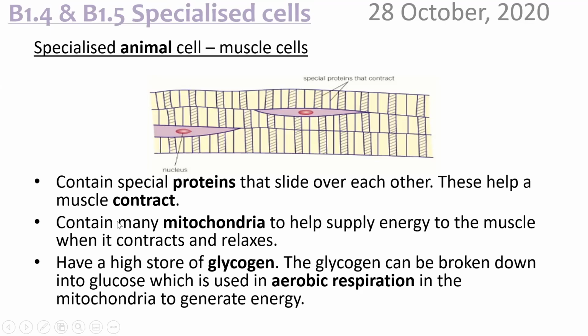Yeah, a high store of glycogen. The glycogen can be broken down to glucose. Remember, this is like sugar, which is used in aerobic respiration. You may see another video on aerobic respiration, because there's another part in the mitochondria to generate energy. So really our key point is the mitochondria creates energy, and anything that's involved in energy, like the muscle and the nerves, have lots of mitochondria in them. Like little tiny organelles, you can have lots of them.